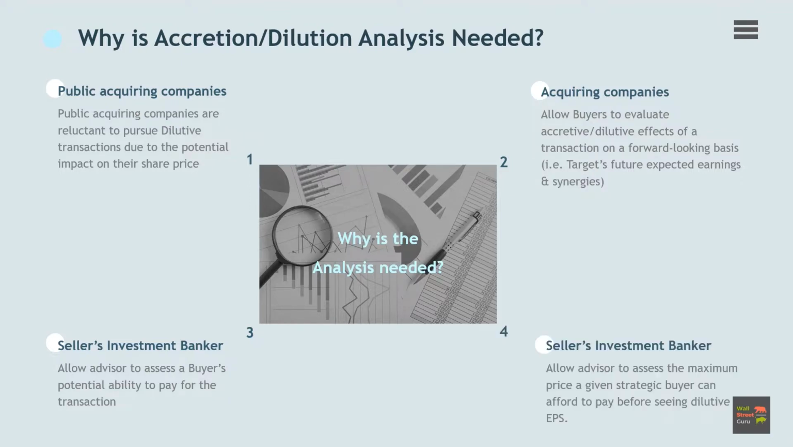The accretion dilution analysis allows the sell-side banker to assess the maximum price a given strategic buyer can afford to pay, based on an assumed financing structure and expected synergies, before seeing dilutive EPS. This information can then be used by the sell-side advisor in negotiations to persuade the buyer to increase its bid.